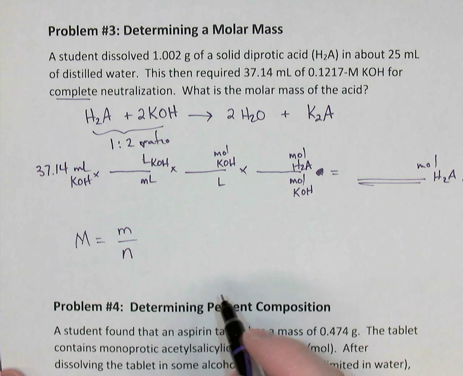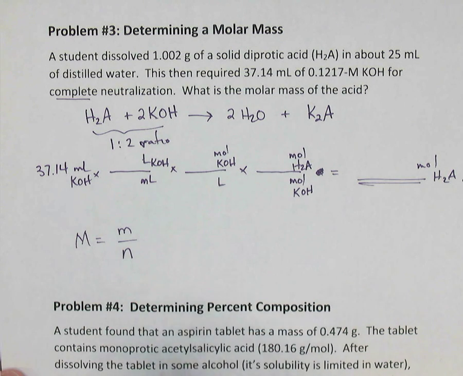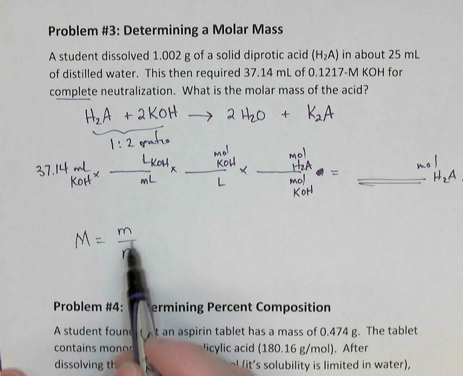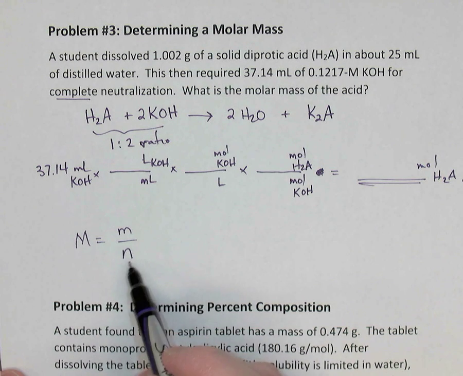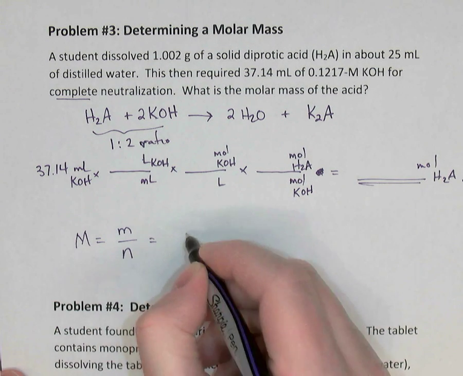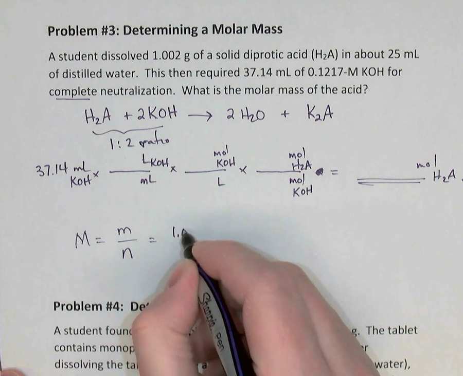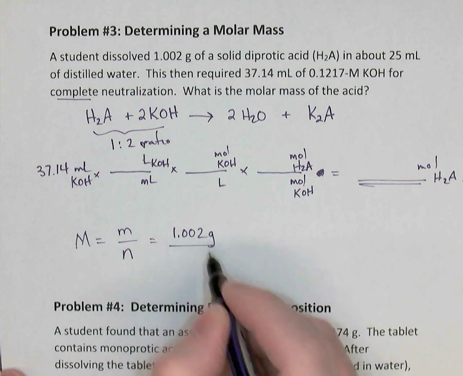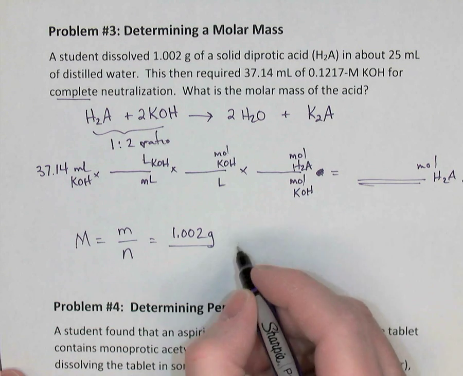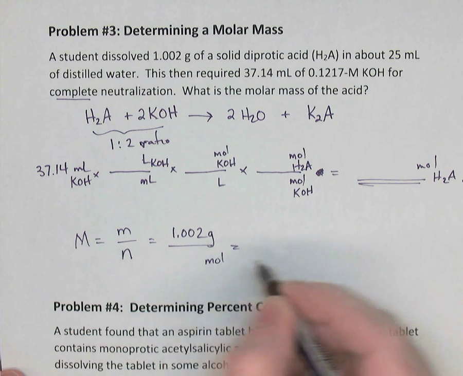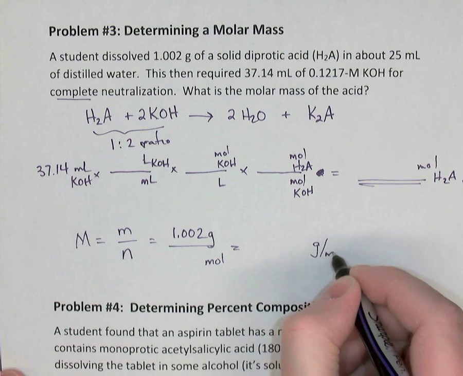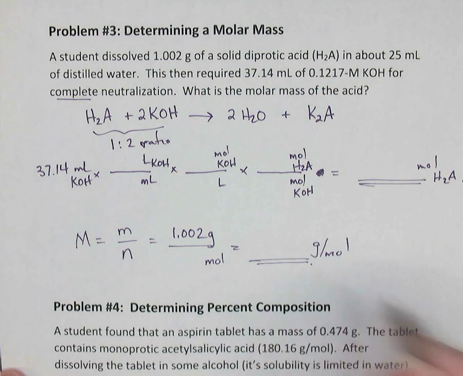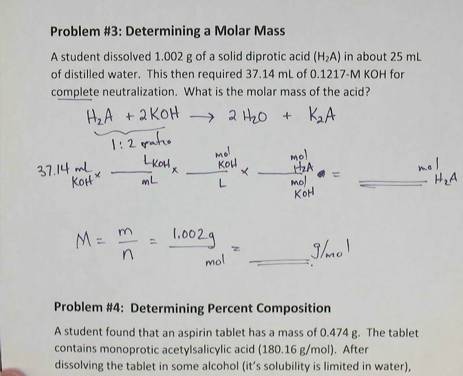Think of the units for molar mass. It's grams per mole, which means take the mass, grams, and divide by the moles. So if I take the mass of the acid, 1.002 grams, that was up in the question, divide by the moles that I've got here, I'll get grams per mole, which is my molar mass that I'm looking for.